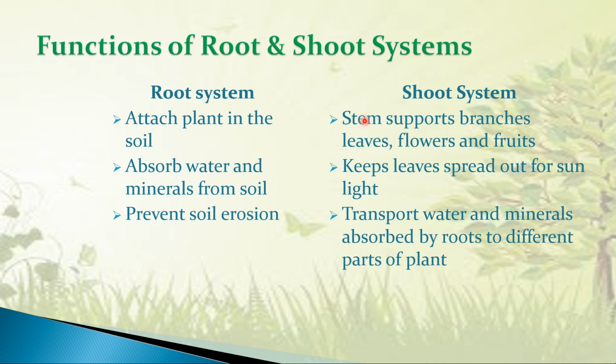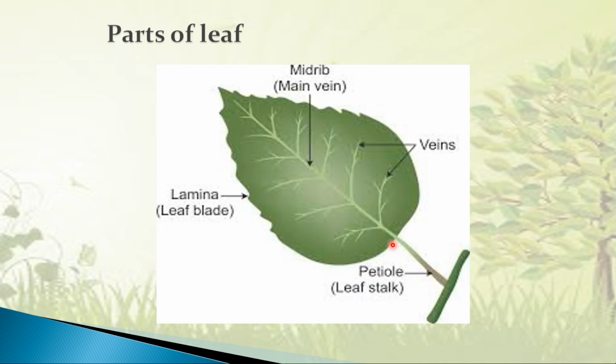Now, the shoot system. The stem supports branches, leaves and fruits. It keeps leaves spread out for the sunlight, because only when leaves come in contact with sunlight can they prepare their food through the process of photosynthesis. And the third function is to transport water and minerals absorbed by the roots to the different parts of the plant. It is the main function of the stem. The water and minerals are absorbed by the roots, and through the stem they are transported to the other parts of the plant.